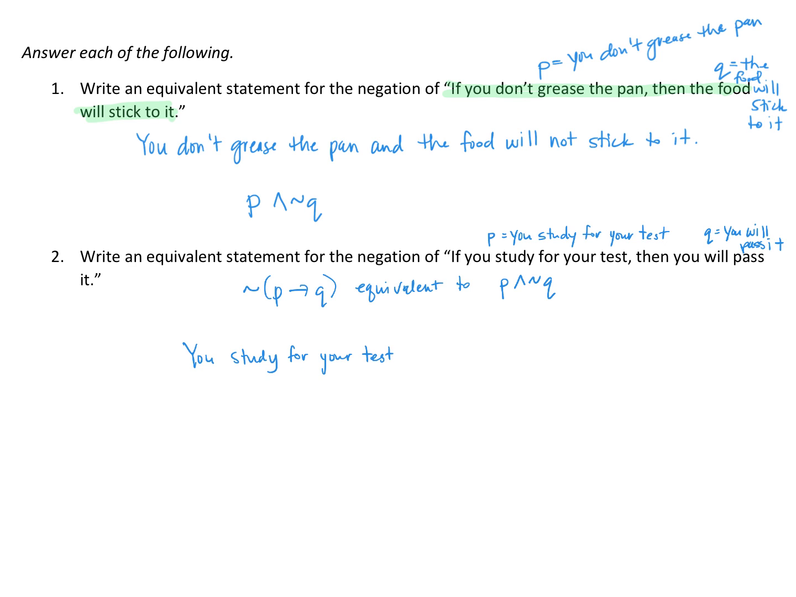So P is you study for your test. I always want to write the symbol. And not Q. So you will not pass it, or you do not pass it. So you study for your test and you do not pass it. So remember that since it's a negation, this has the opposite truth value of your original statement because we're negating the original statement.